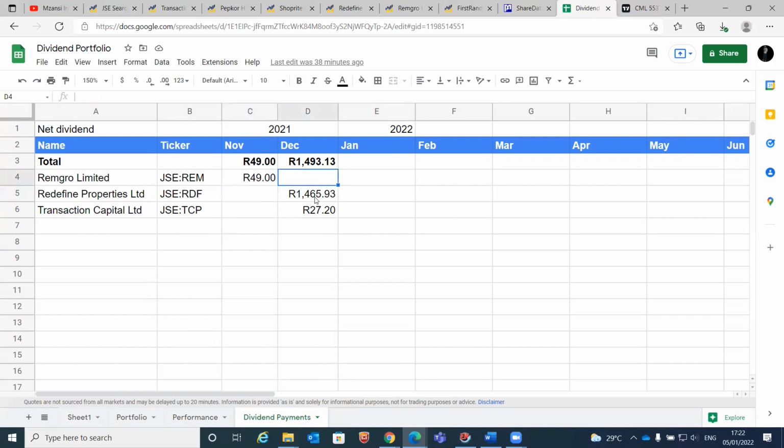December was much better because we had a bit of money from Redefine. We got about 1,400 there, and also we got a small amount from Transaction Capital, as we don't have a large position there. So for January, I'm not expecting any dividends because the companies that I currently own won't be paying dividends in January. So in some months, it's going to be a dry spell. I won't be receiving dividends, but it is what it is.